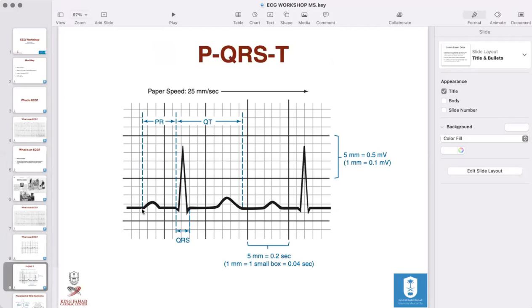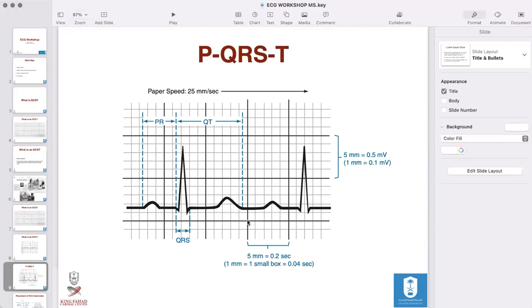To define that, the PR occurs from the beginning of the P to the beginning of the QRS. Okay, and that's what we call the PR interval. The QRS duration is from the beginning to the end of the QRS complex. And then you have the QT, from the Q to the end of the T, called the QT interval. Those are the 3 major intervals that we're going to talk about later on.